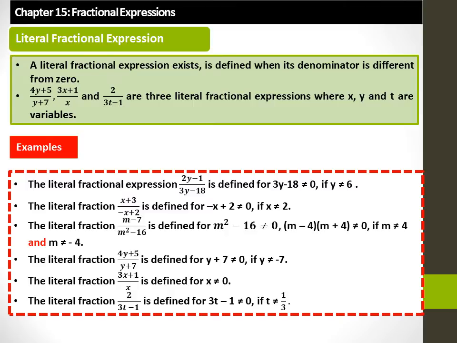The literal fraction (4y + 5)/(y + 7) is defined for y + 7 different than 0, then y must be different than -7. The literal fraction (3x + 1)/x is defined for x different than 0, and the literal fraction 2/(3t - 1) is defined for 3t - 1 different than 0, then 3t must be different than 1, and t must be different than 1/3.